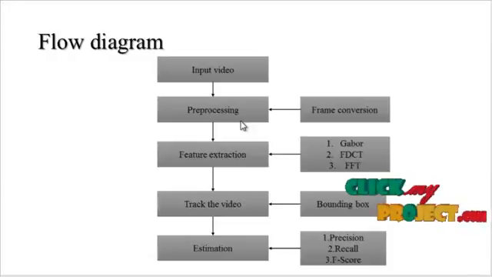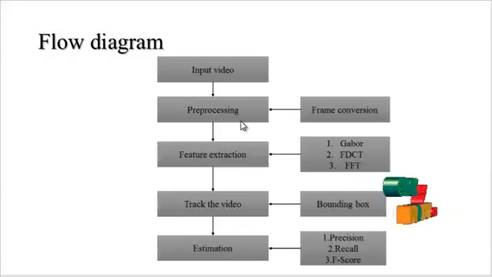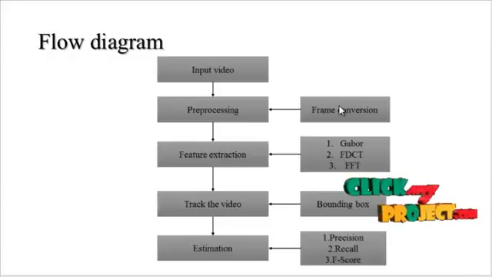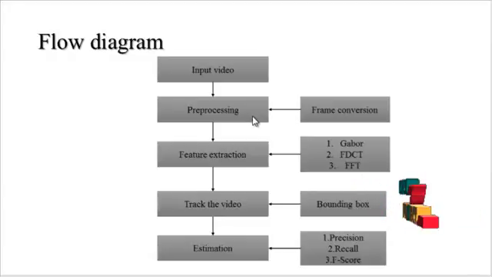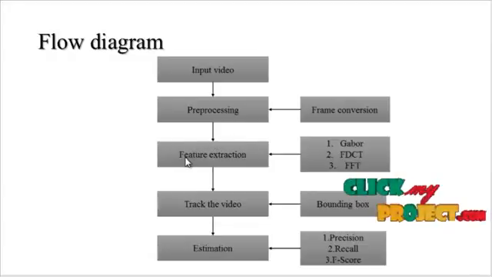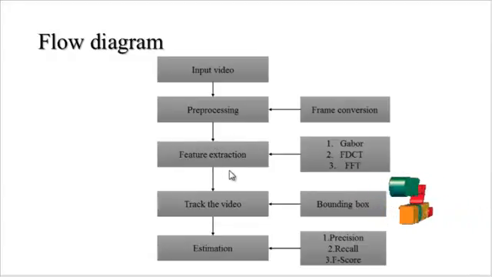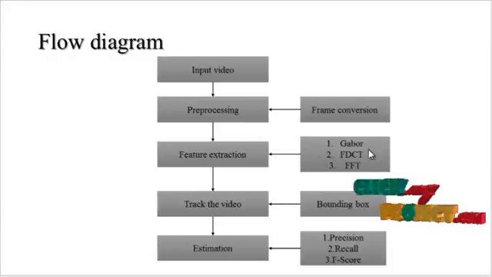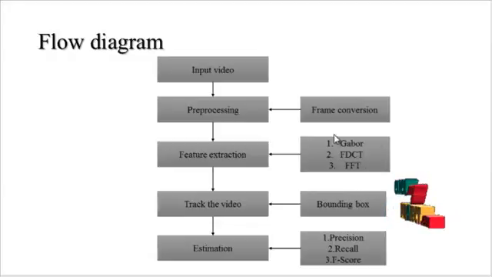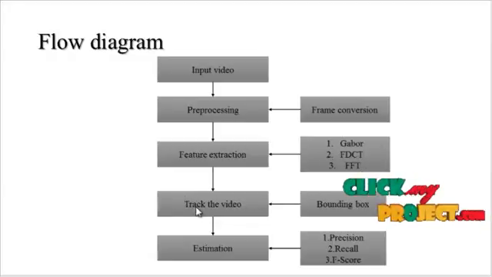In these pre-processing steps, we have to extract each and every frame from the single video, that is the frame conversion. Once I give the input as video, the video is converted into n number of frames, that is the images. After conversion of the frames, the feature extraction will be carried out. In the feature extraction module, we have to extract three types of features. The first one is the Gabor feature extraction, the second one is the FDCT feature, and the third one is the FFT feature.